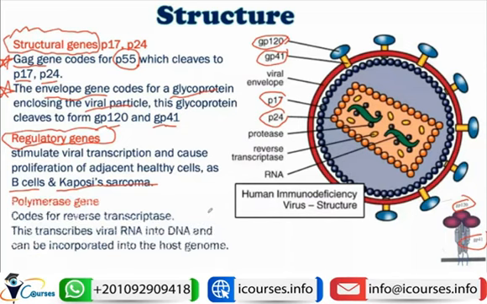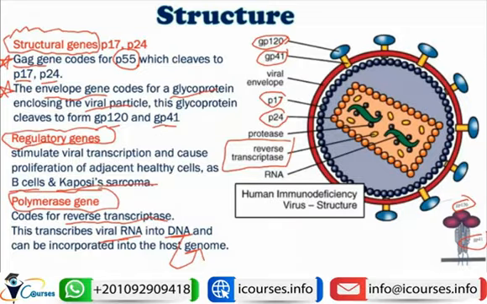Then the polymerase gene, which codes for the reverse transcriptase enzyme. So the virus has a gene called the polymerase gene that results in formation of the reverse transcriptase, which transcribes the viral RNA to DNA. This DNA can then be incorporated into the host genome. As we said, the viral RNA by itself is not able to invade the host nuclear matter. So these are the important genes present in the virus itself.